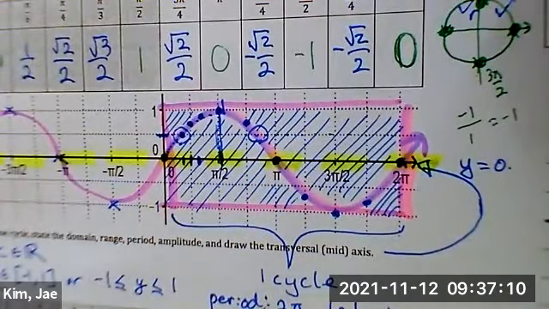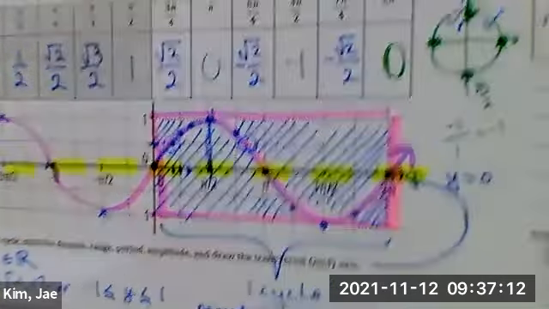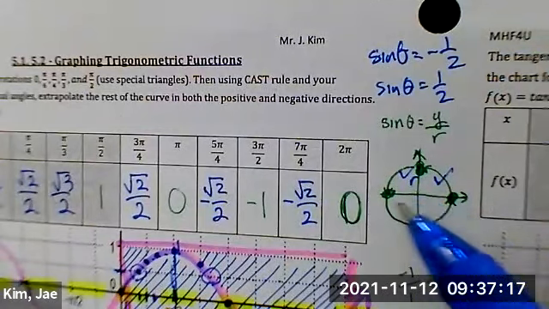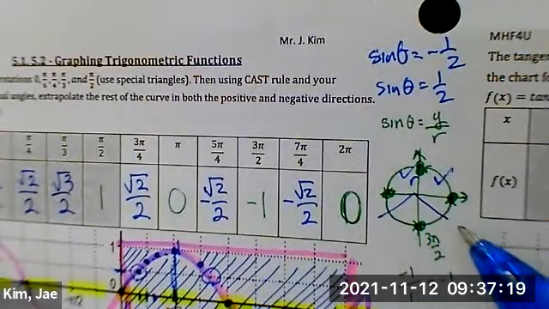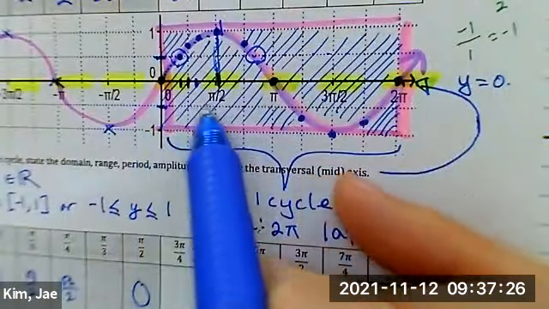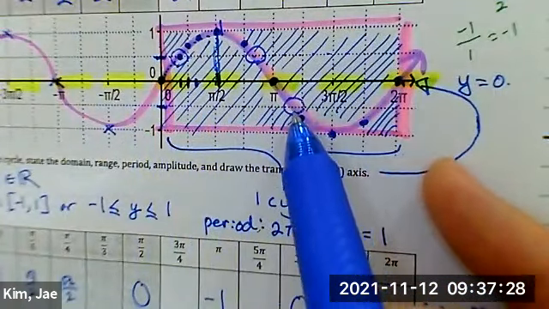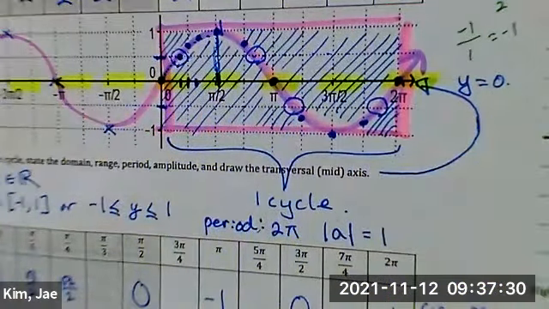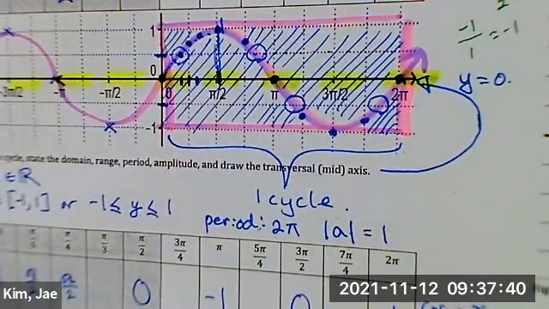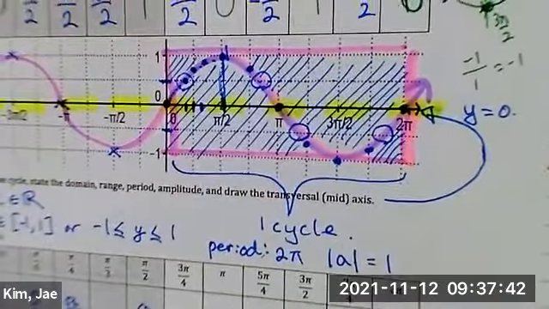If I said sine theta was equal to -1/2, where would you see that? Well, with CAST, you would see it here in quadrant 3 or 4. If I mark sine equals -1/2 on the graph, you will see it in quadrant 3 and quadrant 4. They're all sort of together. It's all the same thing, okay? Any questions about that?